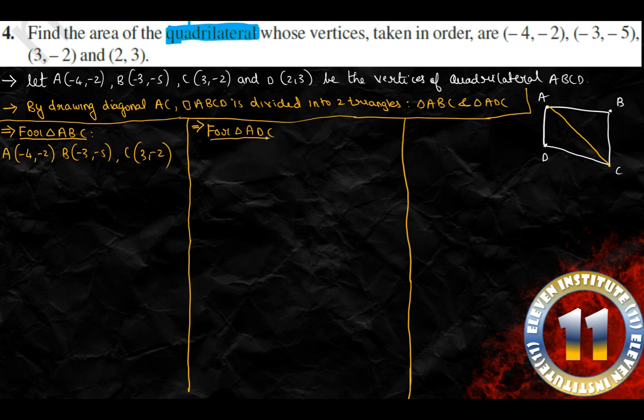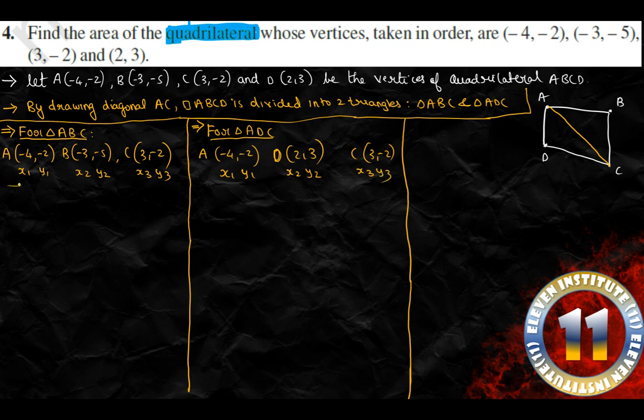Here for ADC again we need A. A is -4, -2. We will need again C, which is 3, -2, and વચ્ચે D બદલી જશે. Instead of D we will write 2, 3. તો આ ભાઈ આપણા માટે બની જશે x1 y1. અહીંયા આપણી પાસે આવી જશે x2 y2 અને અહીંયા આપણી પાસે આવી જશે x3 y3. Similarly we will do the same for the other triangle.